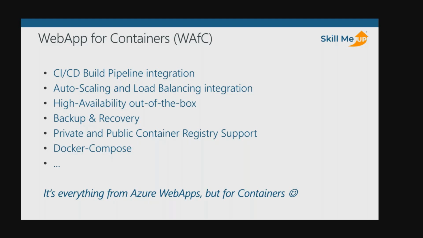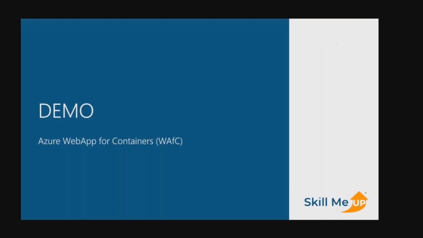Or if you want better high availability, if you would check in the details on the SLA, the container instance SLA is lower than the out-of-the-box web app SLA. Other features, backup recovery, mixing private public registries would be supported, but that's the same in the instance. And then again, Docker Compose, allowing you to, instead of just running one single standalone container instance, move to a group of containers and running them as one single application stack.